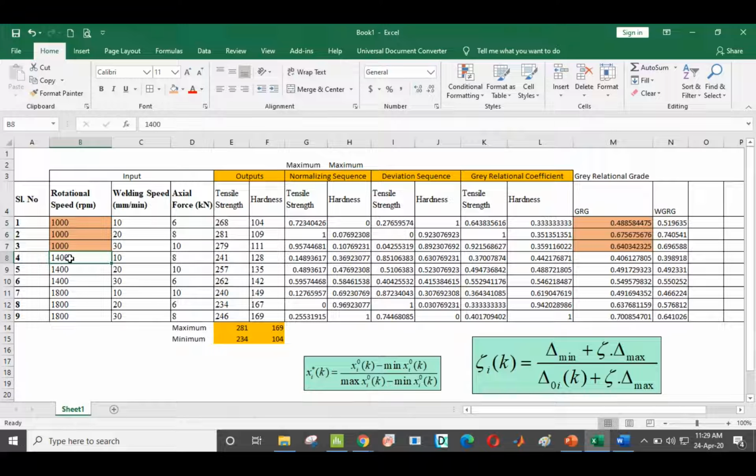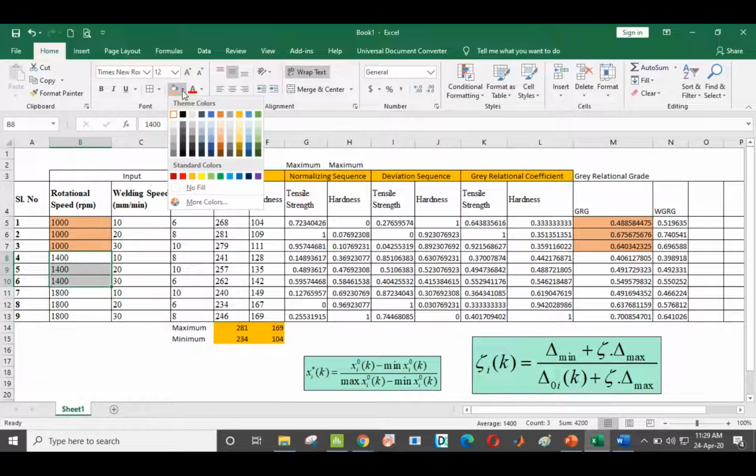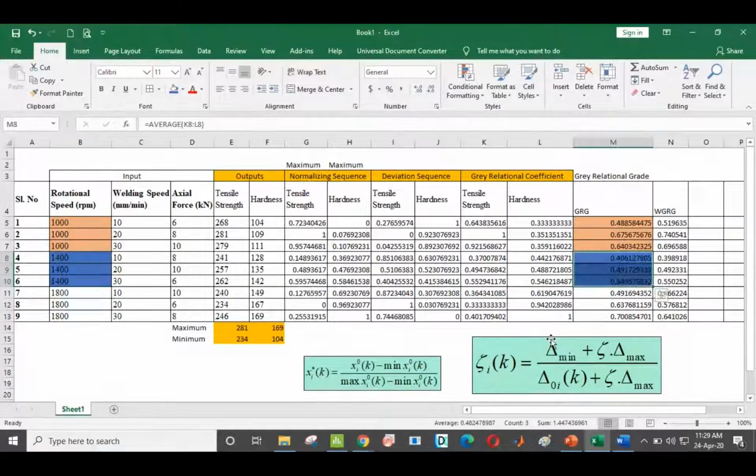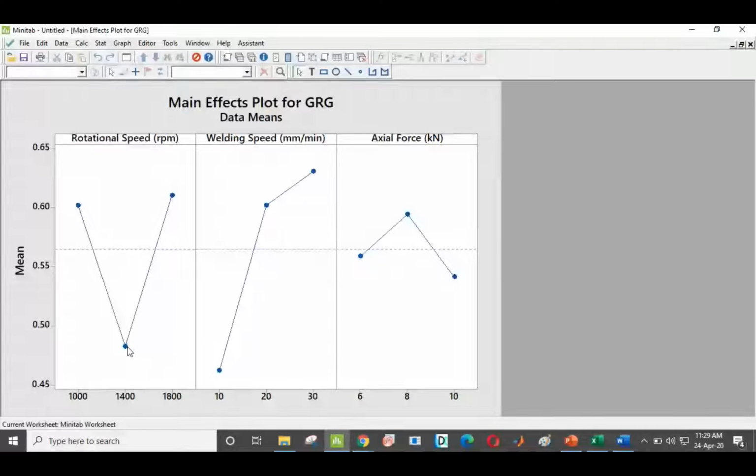Similarly, for rotational speed, level value 2, I am going to calculate the average value. That will be around 0.482. At the bottom you can see in the Excel sheet, average, count, sum, and all these things. Now, average is 0.482. So you keep the cursor at the point. So 0.482.